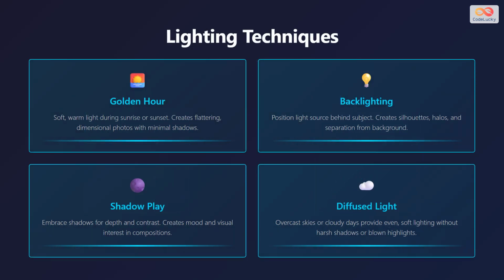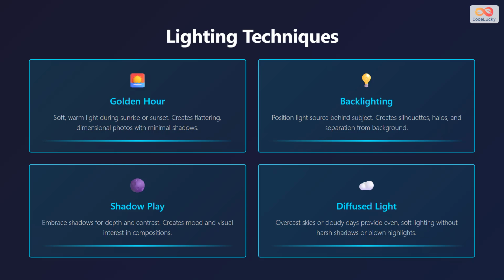Light is the foundation of all photography. The direction, quality, and color of light dramatically affect your images. Golden hour, which occurs shortly after sunrise and before sunset, provides warm, soft, flattering light that's perfect for most subjects. Harsh midday sun creates strong shadows and can be unflattering, but it's excellent for creating drama and contrast. Blue hour, occurring just after sunset or before sunrise, offers cool, even light perfect for landscapes and architectural photography.